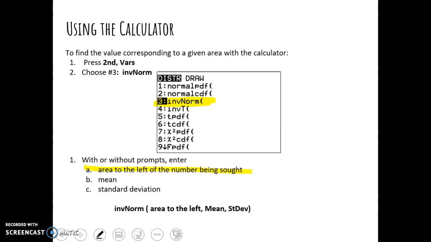And sometimes they give you the area in the center, and so you have to do a little bit of arithmetic to find out the area to the left. Then you need to follow that up with the mean and then the standard deviation. So invNorm, area to the left, mean, standard deviation is what you enter for this function in the calculator. And again, this function will find the boundary if I give you the area, or the probability, or the proportion of the population.